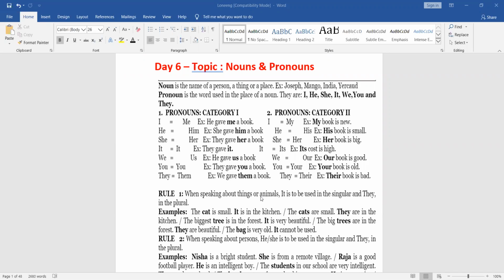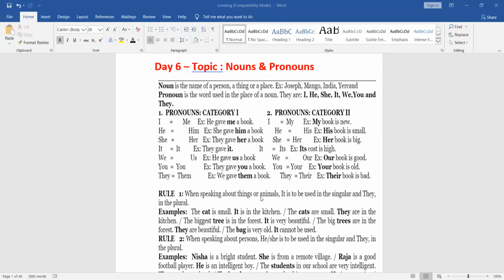Hi, today is day 6 and the topic for today is nouns and pronouns. Now, a noun is the name of a person, a place, or a thing. For example, Joseph, mango, India, yard, car is a place, and all these are nouns. Some of them are proper nouns, some of them are common nouns. We're not going to get into that. We're just going to generally know what nouns are.